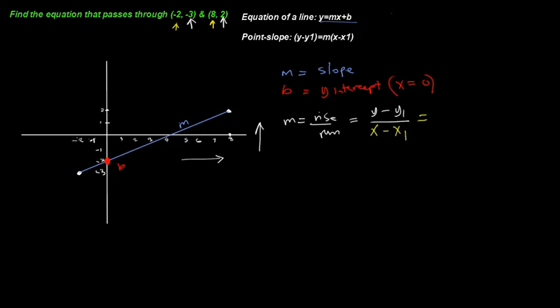In other words, 2 minus -3 over 8 minus -2, which is equal to 5 over 10. Simplified, m is equal to 1 over 2.